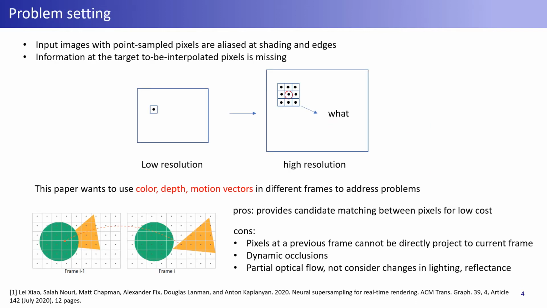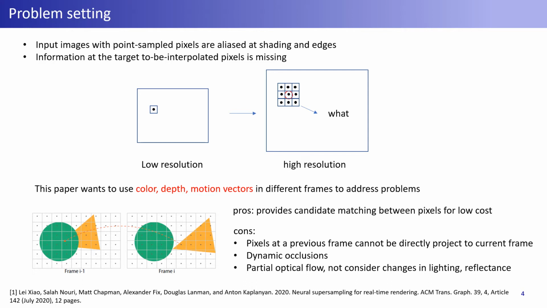Here are the problem settings. There are two main problems in the paper. Input images with point sample pixels are aliased in shading and edges, and information at the target pixels to be interpolated is missing. What does that mean? When we map from low resolution to high resolution, there must be some pixels we don't know the value of, right? The paper wants to use color, depth, and motion vectors in different frames to address the problem. When we have the different frames, we can project them to the current high resolution frame, so we are more likely to have more pixel values.